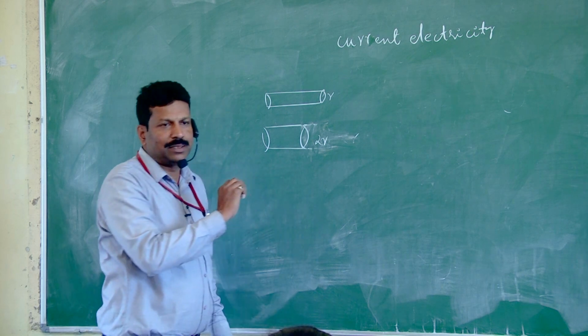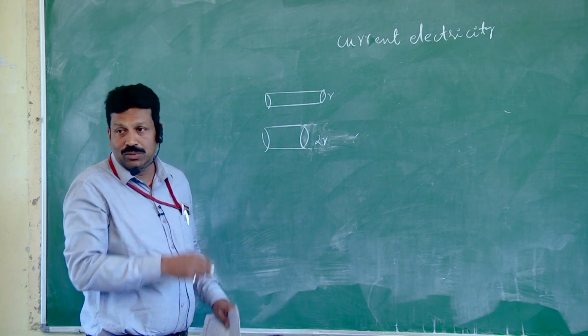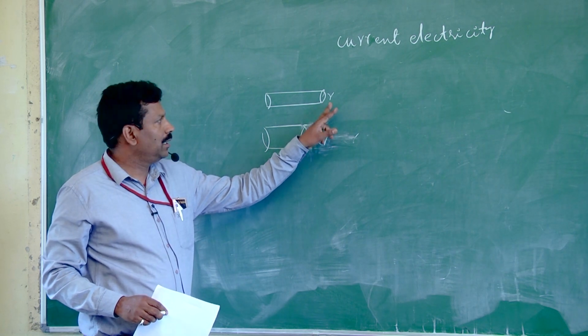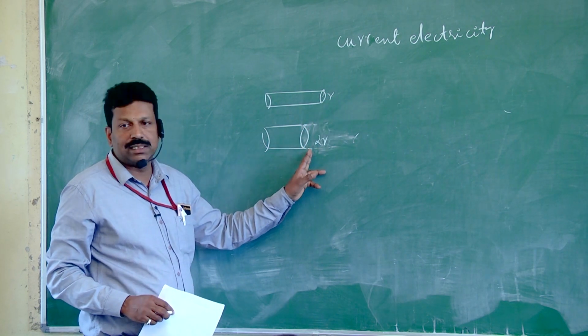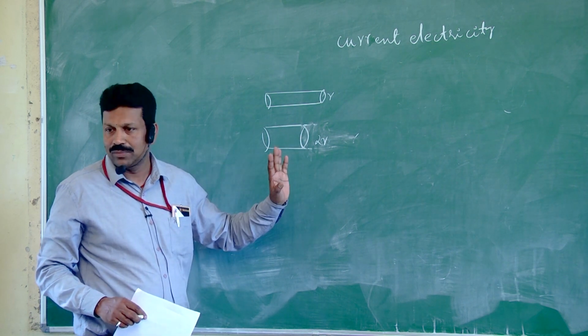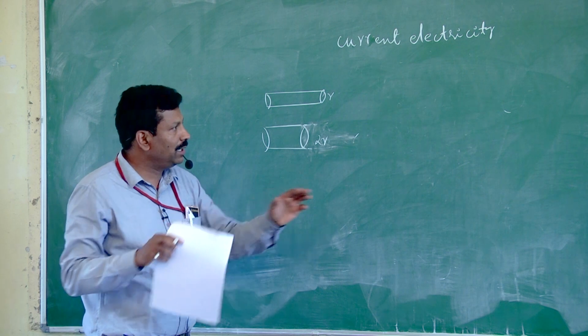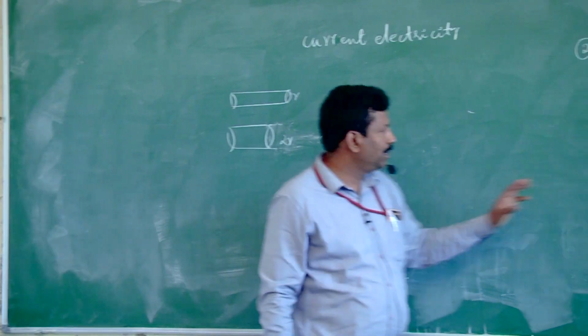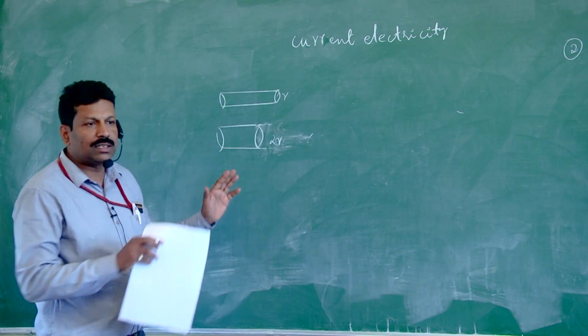So volume has remained the same. There is no increase in volume. When the radius has increased, the length has decreased. Net volume is the same. Here, the wire is stretched and the volume remains the same. Here the wire is compressed.